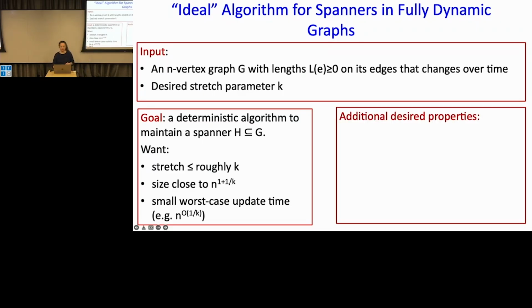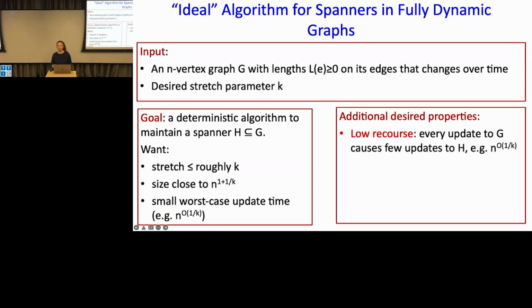There are some additional desirable properties, and one such property is low recourse. So what's low recourse? Every time that G changes, we add an edge or delete an edge, we may need to update the spanner H. So we may need to add edges, delete edges in H. The biggest number of changes that H may undergo after every change to G, that's the recourse. And we want this recourse to be small, and again, n to the 1 over K is a reasonable goal to strive for.